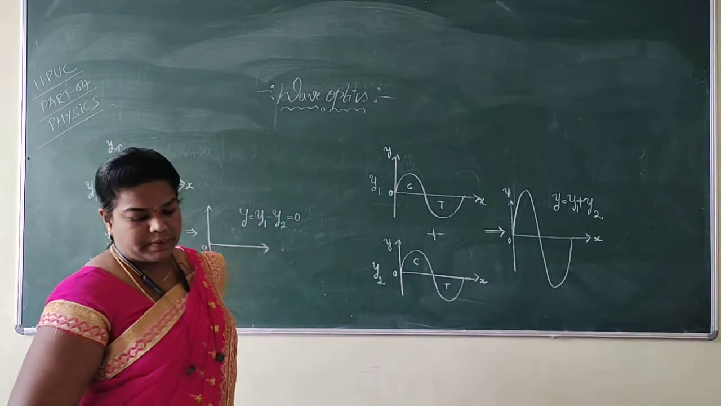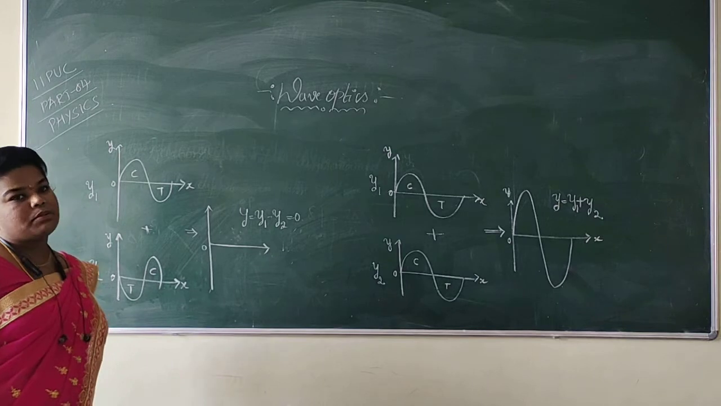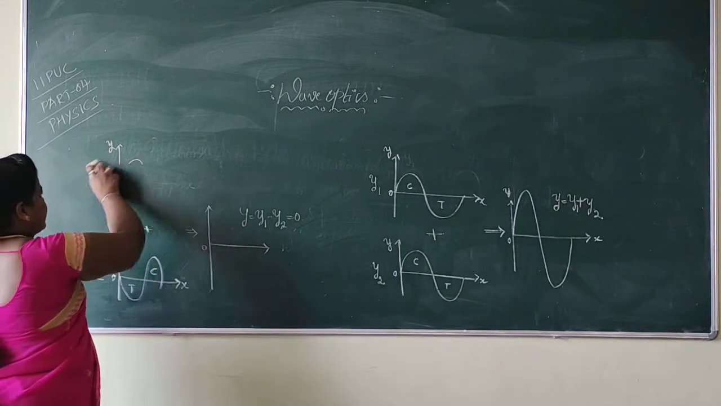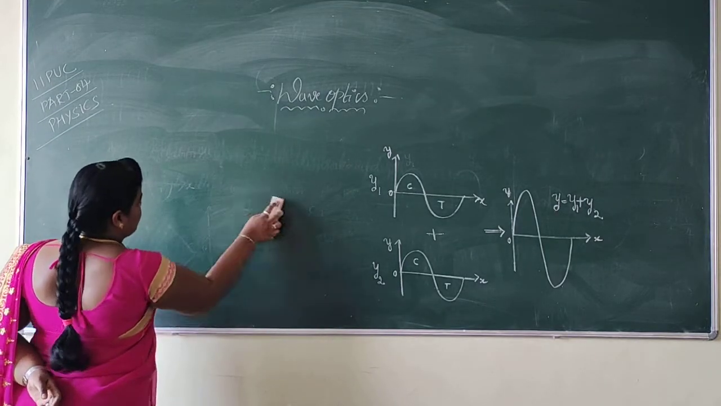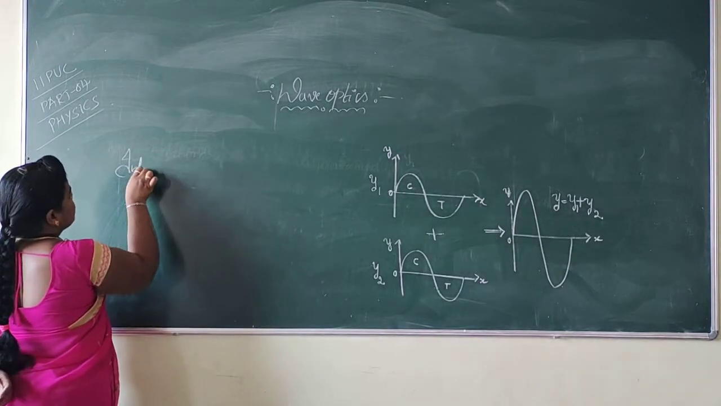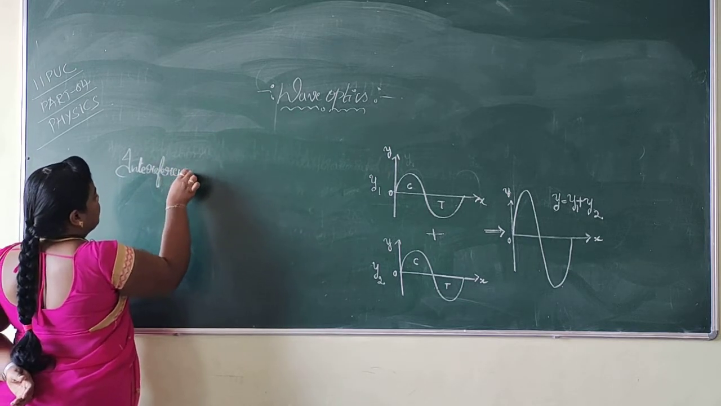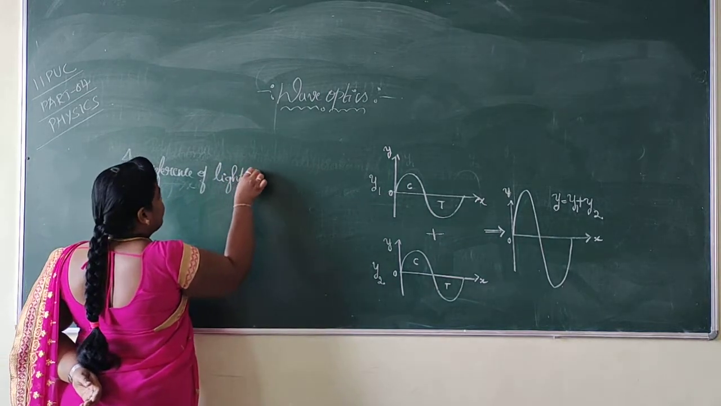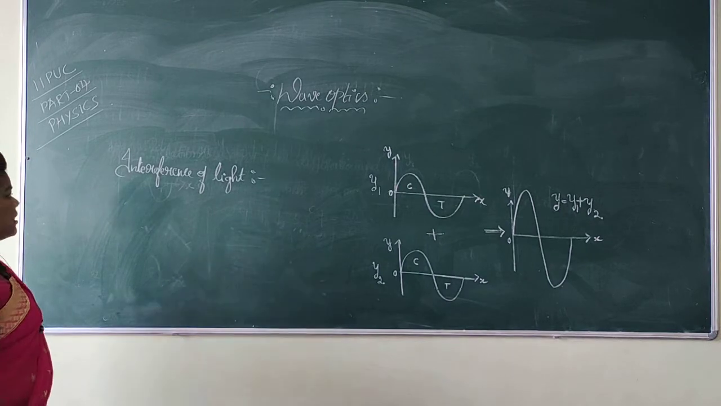That is said to be the interference. That is a very simple definition for interference. Even I can explain it with another simple definition which is very peculiar. So my dear students, interference of light. In this interference of light, you will definitely get a question on the theory of interference or to describe the experiment of interference.